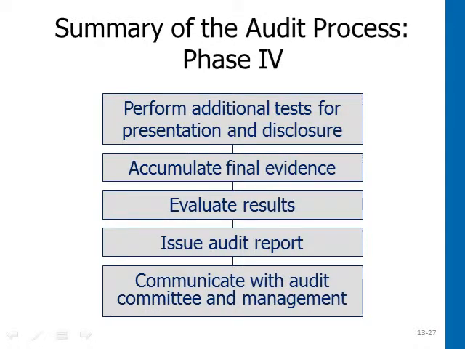And then finally, in phase 4, we perform additional tests for the footnotes, essentially, or the presentation and disclosure. We accumulate all of the evidence that we gathered in the prior 3 phases and in the first step of phase 4. We evaluate these results, and again, we're independent, we're objective, we're impartial, we're applying the standards and criteria of the industry, that is generally accepted accounting principles, to this evidence. We evaluate them to determine whether the financial statements taken as a whole reflect fairly the results of operations of the organization. We issue our audit report, and then we communicate with the audit committee and with management.